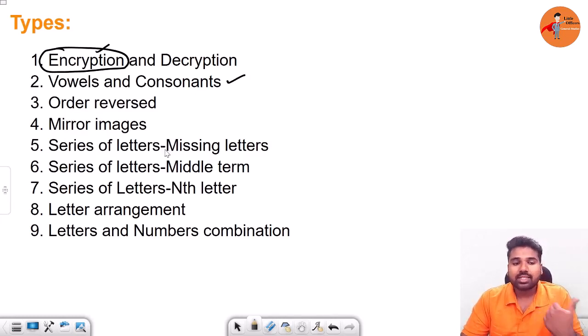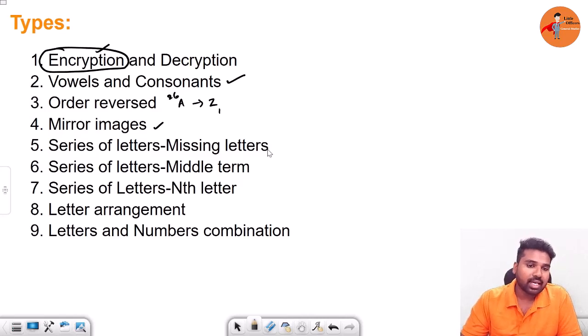Then reversing of the order, like A to Z, this is the actual order 1 to 26. Now giving 1 to Z and going to A in the reverse order. So on this basis also questions have been asked. Next, mirror images, like I told you, all the alphabets and their mirror images, at least those mirror images which look similar, we need to know.